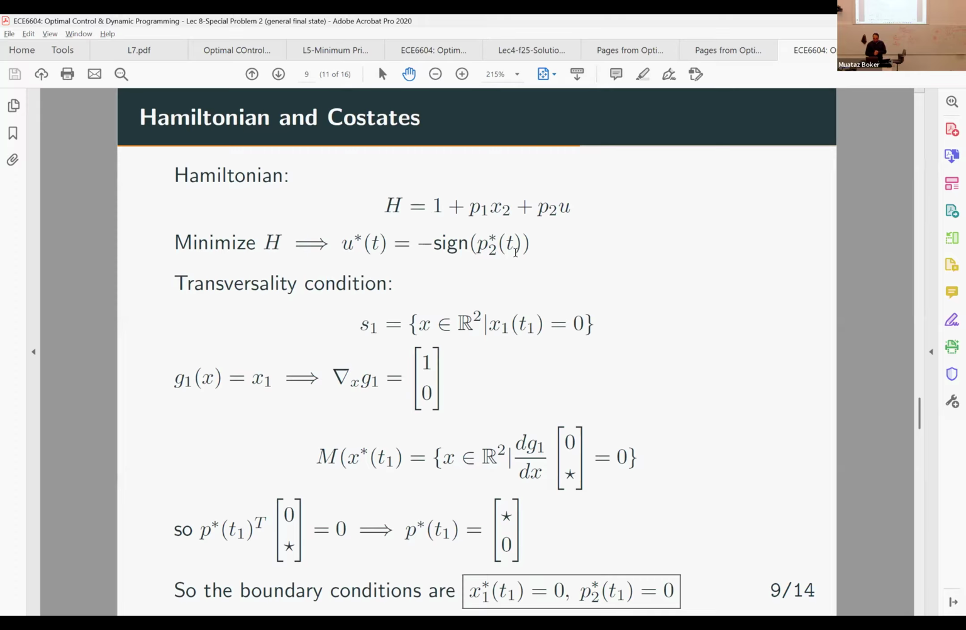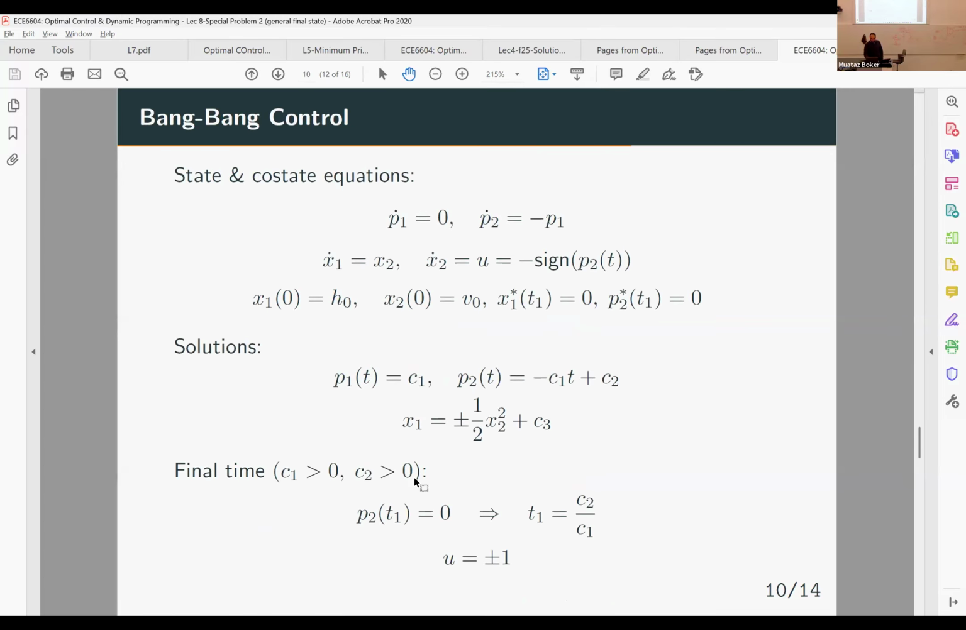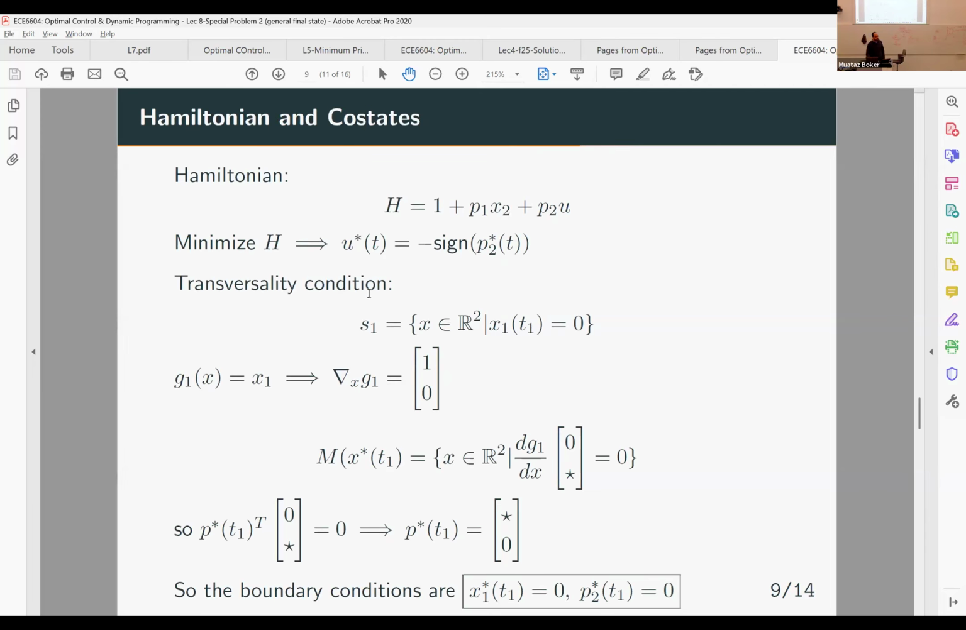Now, we need to solve for a boundary condition that is missing, because this is a two-dimensional system. It will have two co-states, so we'll end up with 4 differential equations. So we need 4 boundary conditions. How many do we have? We have 1, 2, 3. We cannot use this one. We don't know how to use this one. So we need a 4th boundary condition. And this is where we need the transversality condition. So let's see how we can use it. This is the key to this lecture here.